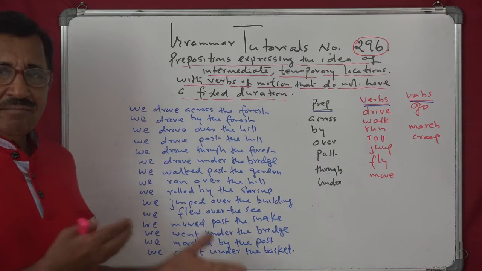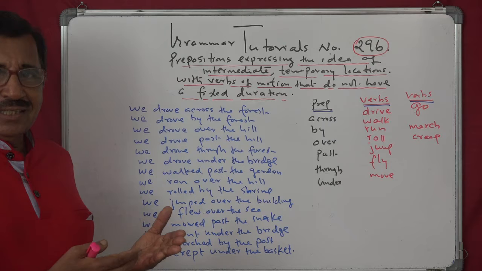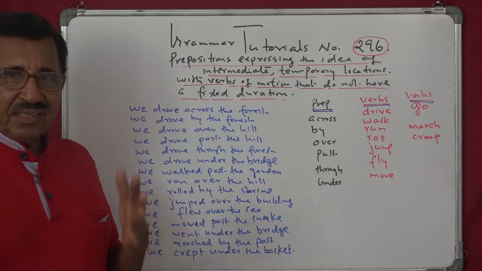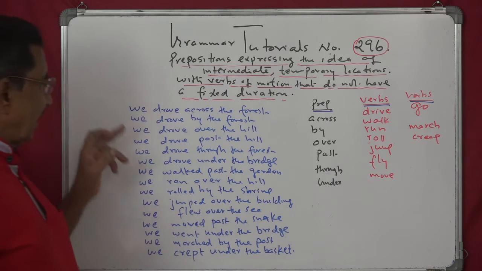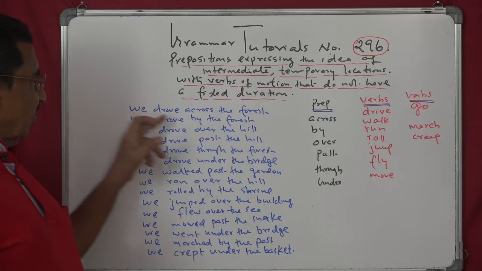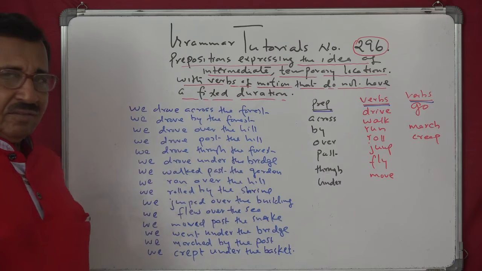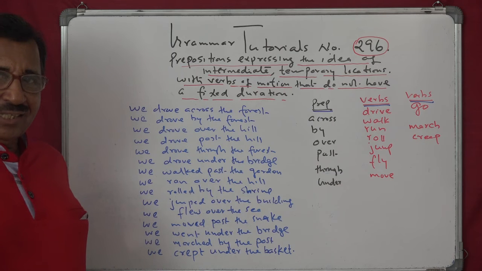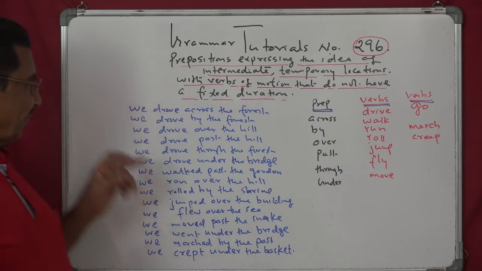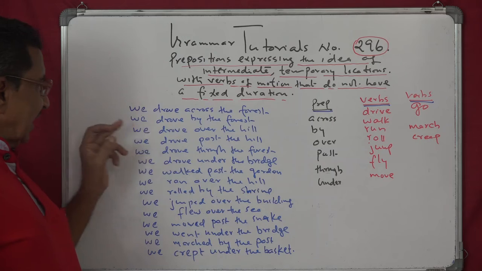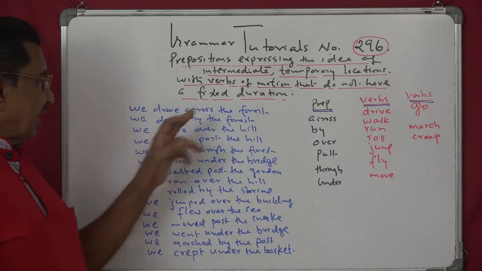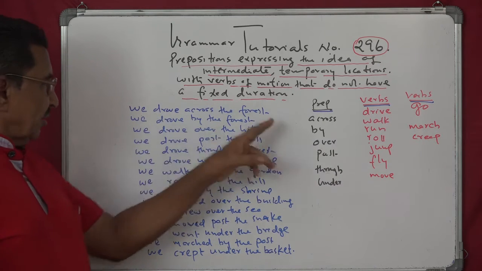Now you can make innumerable sentences from this by just changing the subject, or the tense. For example, I drove across the forest. He drove across the forest. You drove across the forest. They drove across the forest. Now change the tense. We are driving across the forest. They are driving across the forest. I am driving across the forest. You are driving across the forest.